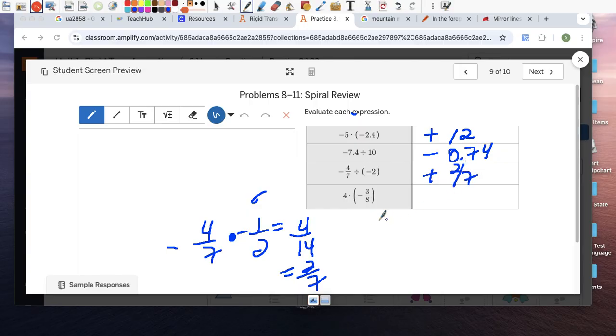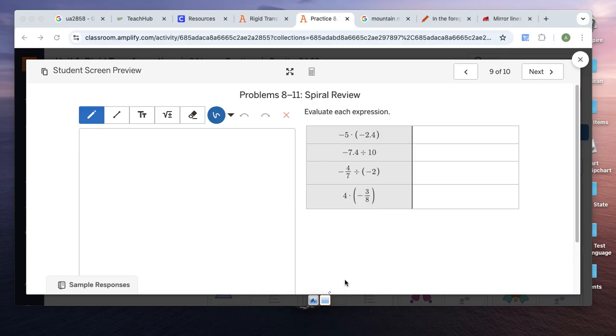2 over 7. 4 times negative 3 over 8 is a positive times a negative, which gives me a negative. Let's simplify here. 4 divided by 4 is 1, 8 divided by 4 is 2, and the answer is negative 3 over 2, or negative 1.5, whichever one you choose. That's just a little spiral review.